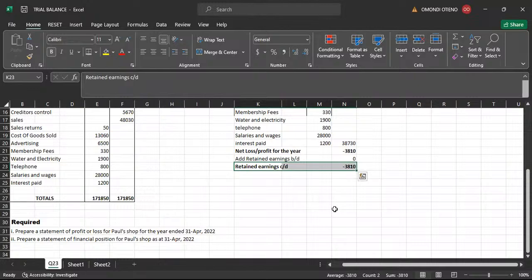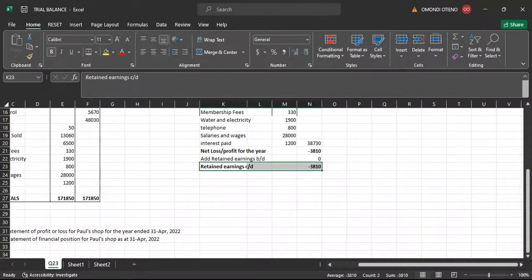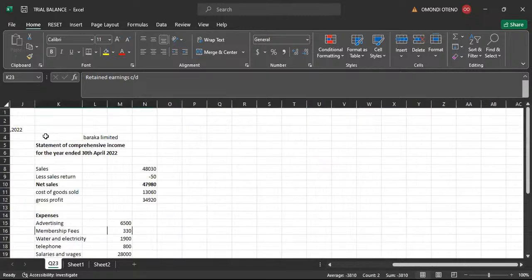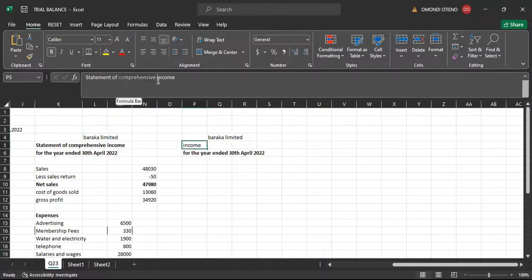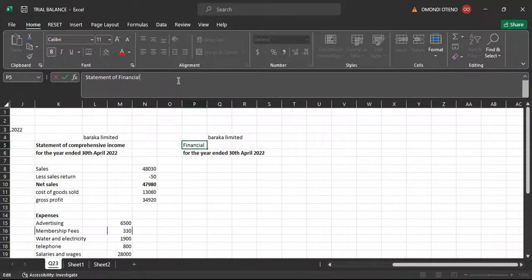Okay, if that is making sense to all of us, then I want us to move forward to prepare the statement of financial position. So I can just have maybe this information here, and then I call it statement of financial position, where the question only asks for it.